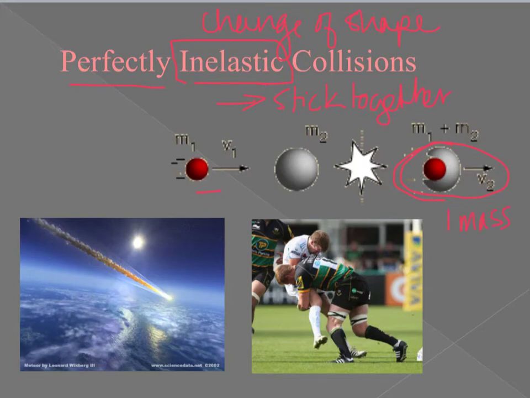Everyday examples of this might be somebody tackling. Now, we know that people don't become one thing, but if somebody runs and tackles somebody and he's picking them off the ground, and they're going to fly through the air, while they're flying through the air, they are one mass. They're not flying through the air separately, they didn't bounce off of each other. Another example is when an asteroid hits the Earth. That asteroid's mass adds to the mass of the Earth. It will never leave the Earth. And so the Earth and the asteroid now move as one mass.